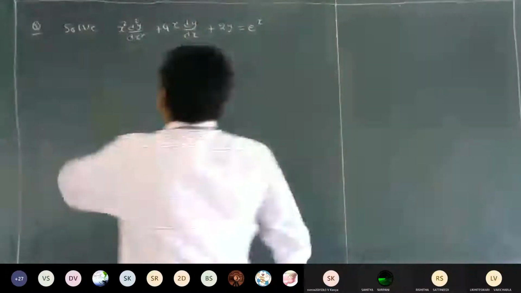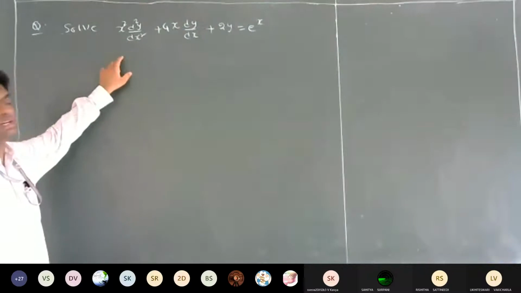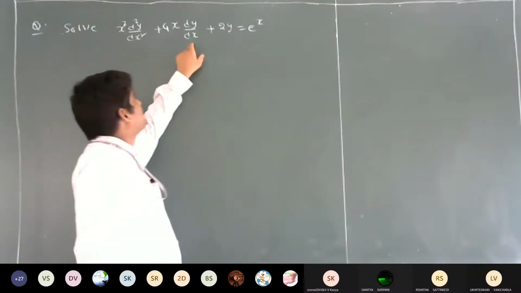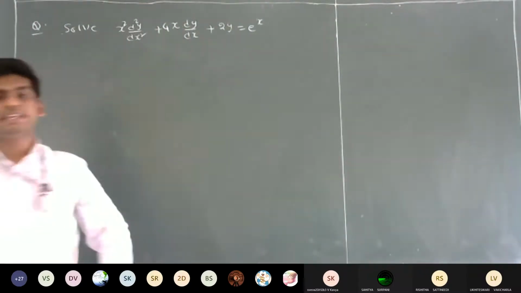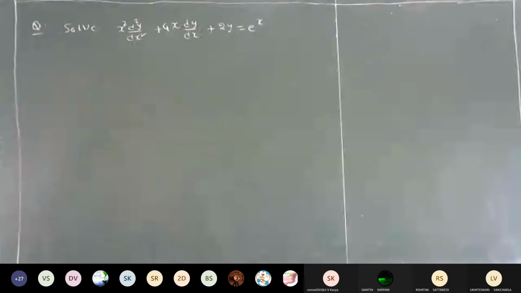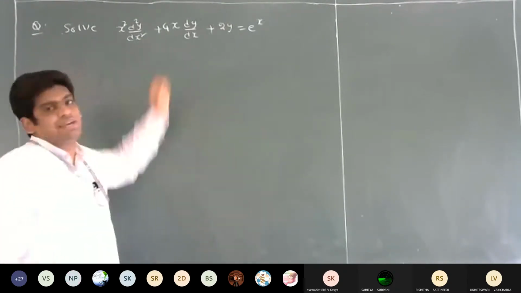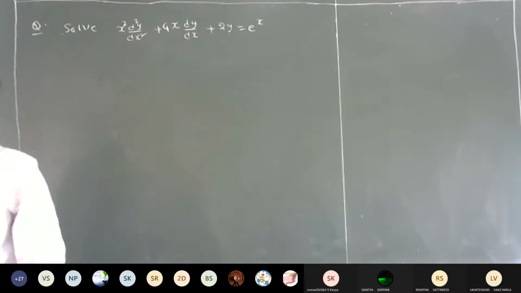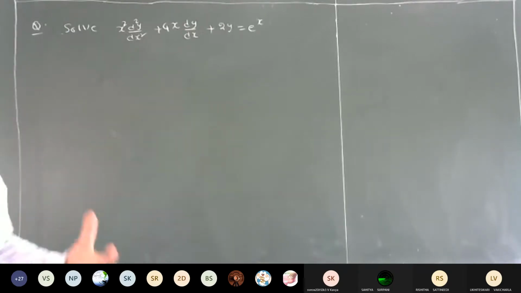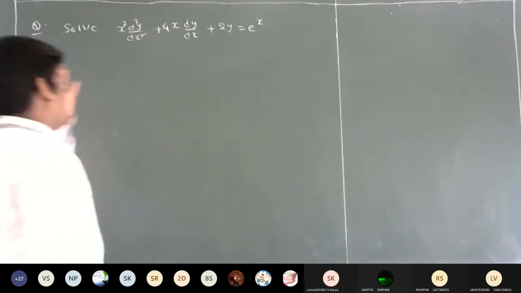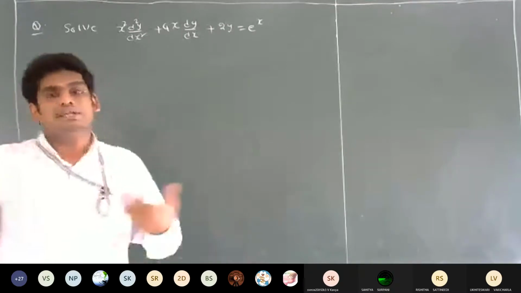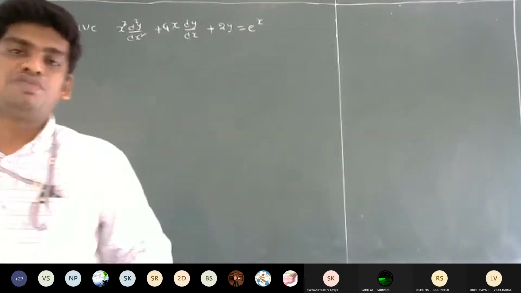Right. So here the problem is x square d square y by dx square plus 4x dy by dx plus 2y is equal to e power x. Clearly it is a linear differential equation with variable coefficients. So first we have to change the linear differential equation with variable coefficients to a linear differential equation with constant coefficients.